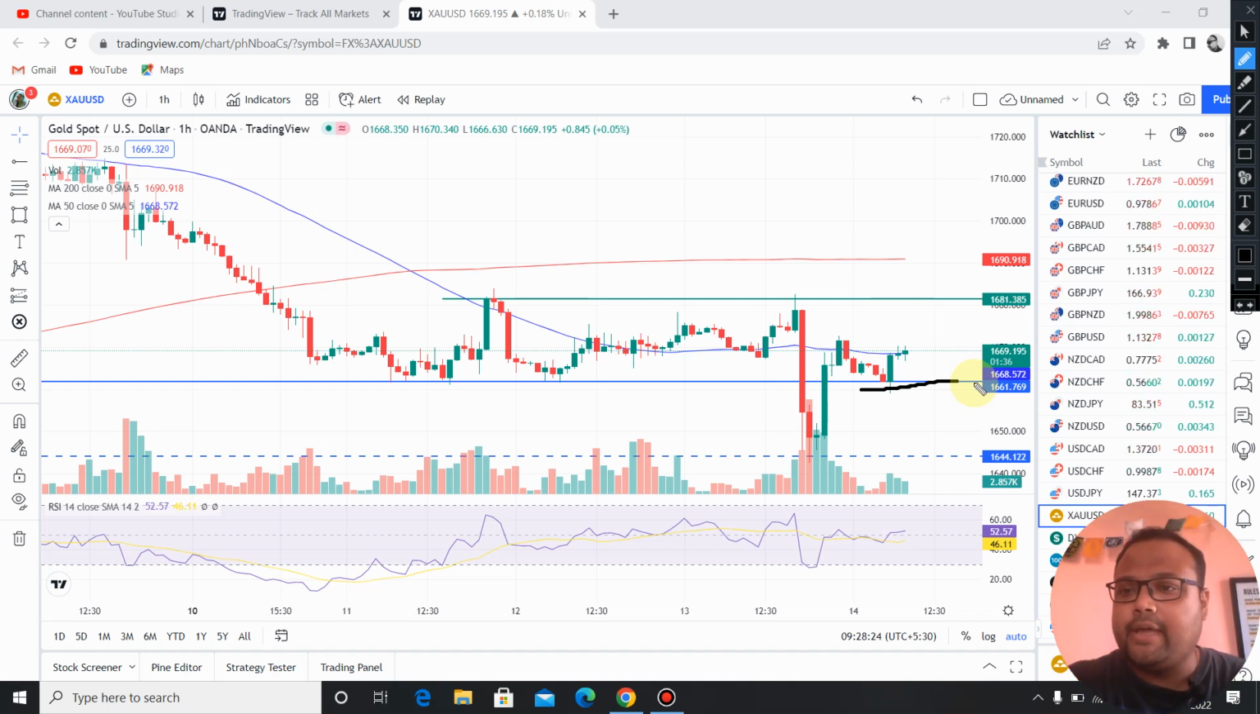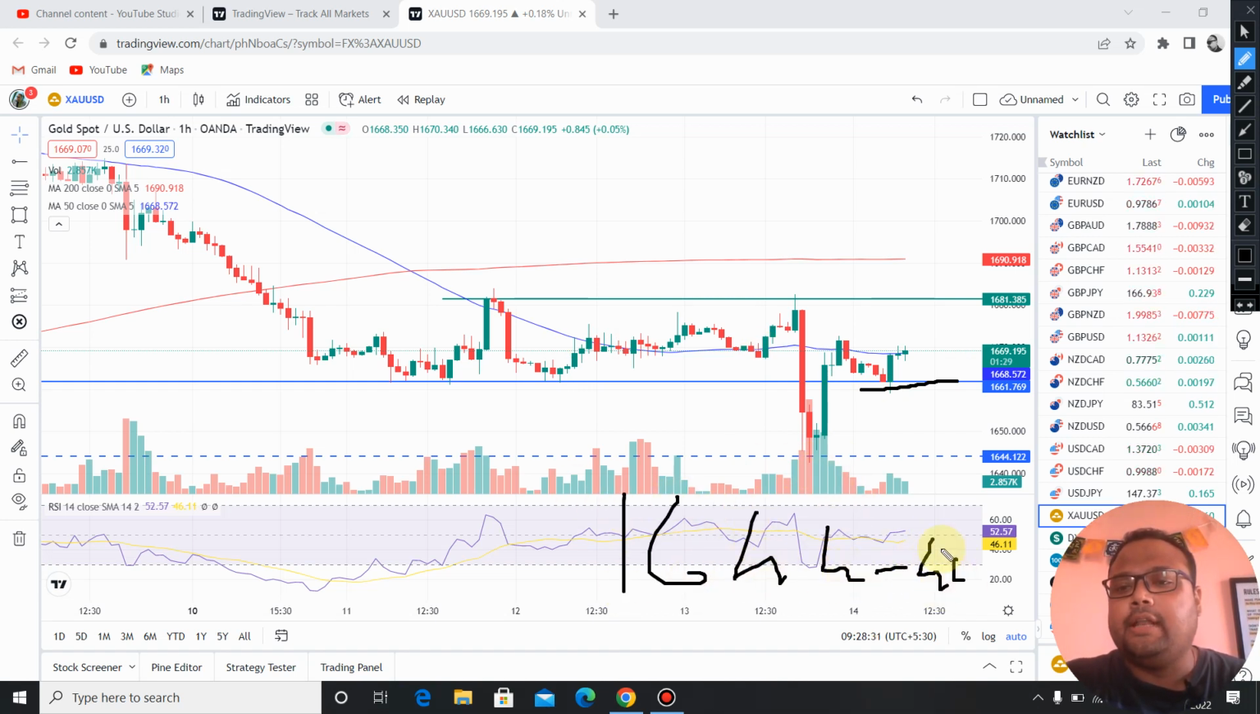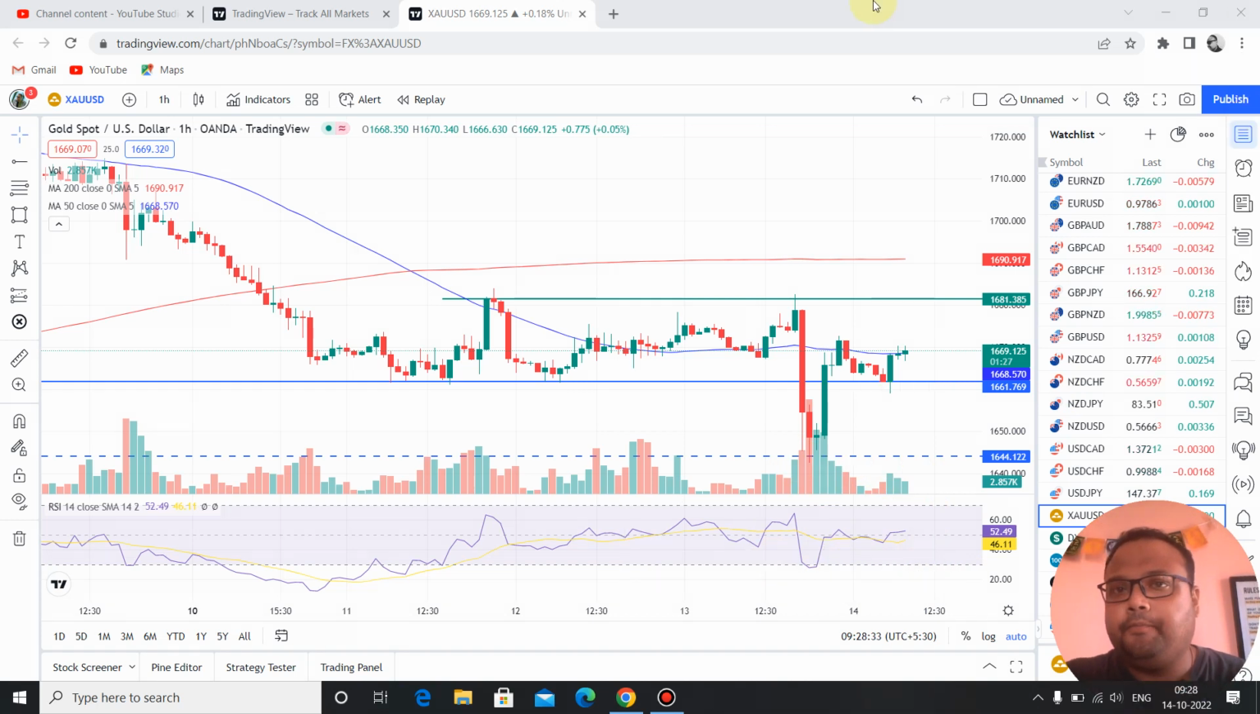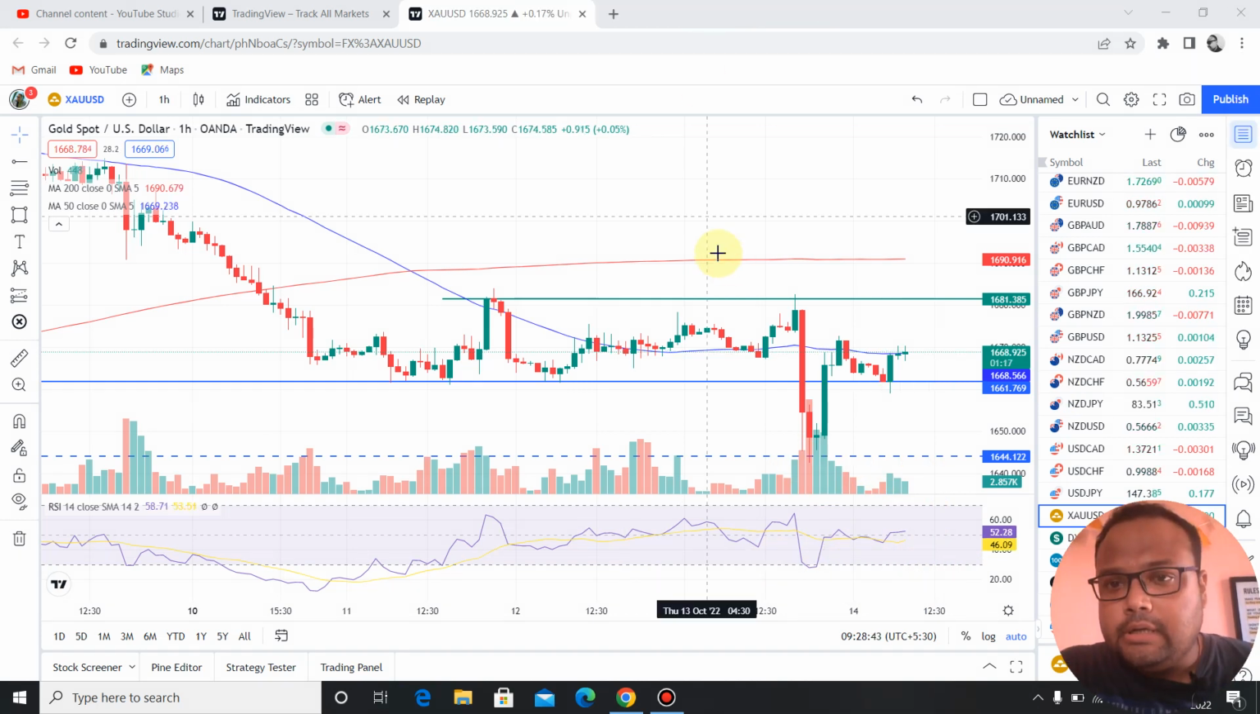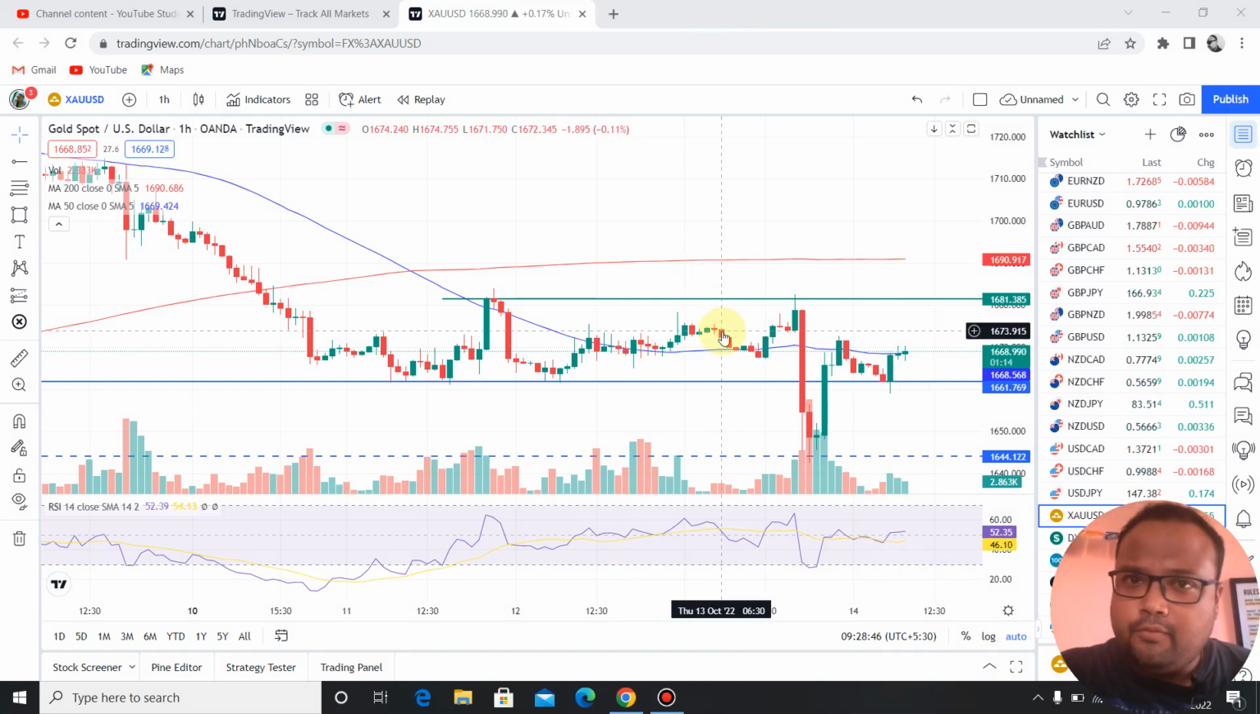Observe the market first. And ultimately, in case of heavy selling pressure in the market, we can expect the market to reverse from the 1644 to 1640 level. This is a support for the market. This is a simple setup right now for Friday.